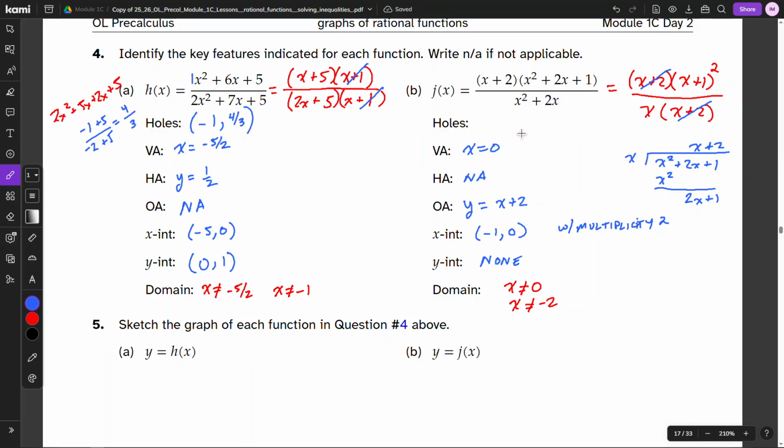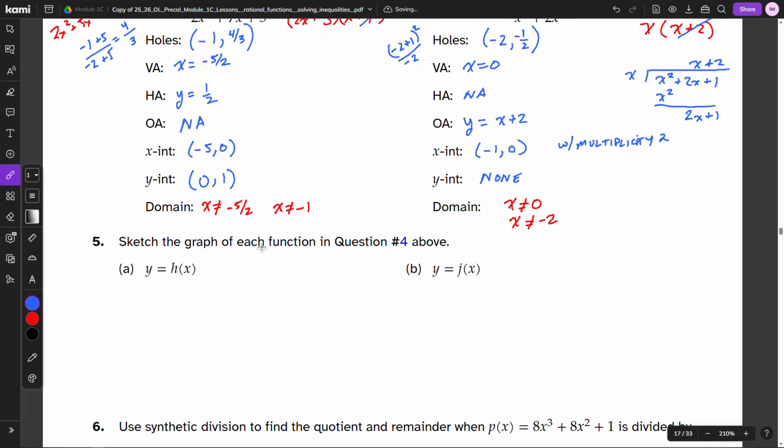For this one, if x was negative 2, that is going to be where I have my hole. So if x was negative 2, what would that be? Let's see here, negative 2 plus 1, so negative 2 plus 1 quantity squared all over negative 2. That's going to be positive 1 divided by negative 2. So that's going to be at negative 2 comma negative 1/2. So now I have enough information to draw my graph.